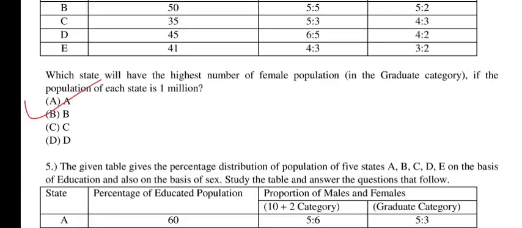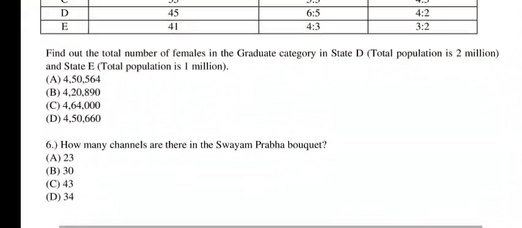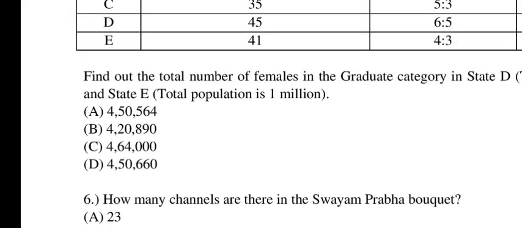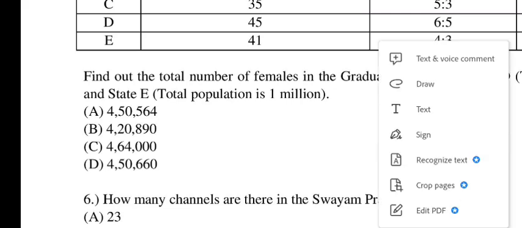Me means from my research. Next is saying, find out the total number of females in the graduate category in state D, if the total population is 2 million, and state E, total population is 1 million. So these are the figures for you: A, 4,50,564; B, 4,20,890; C, 4,64,000; then D, 4,50,660. So it will be 4,64,000.